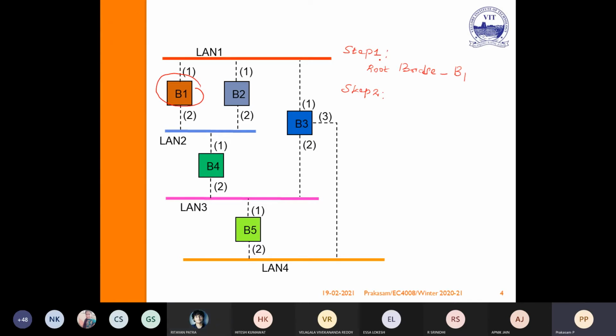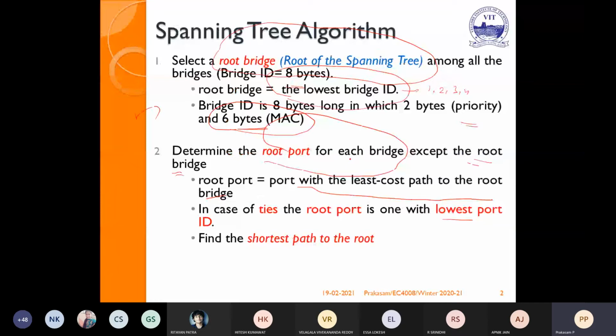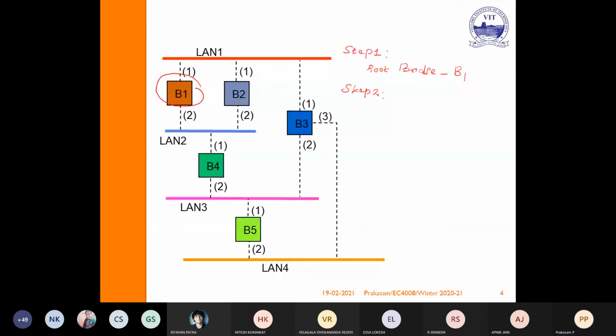Yeah. So step 2, determine the root port for each bridge except the root bridge. Second step, you have to find the respective root port. So you have to find the root port for each bridge. B1 is the root bridge. So we are finding B2 with respect to B1, B3 with respect to B1, bridge 4 with respect to bridge 1, bridge 5 with respect to bridge 1.